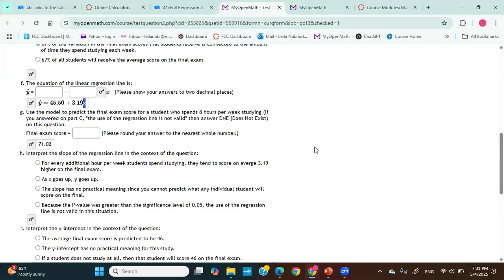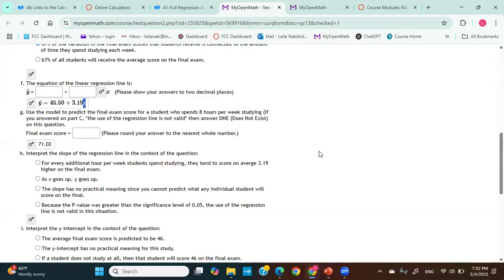That means per one additional hour that the student spends, he can have 3.19 higher on the average score. For one additional hour, they can have an average of 3.19 higher score. That's what the slope means. For every 1 hour, for every 1 x, we have 3.19. For every 1 hour studying, we have 3.19 on the final exam score.